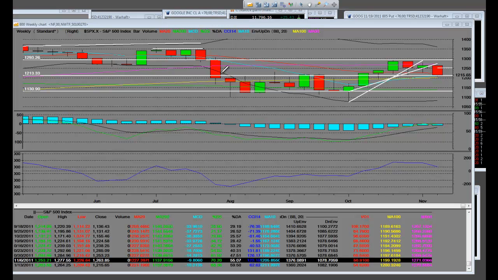Friday options expiration, calendar month 11/18/2011. Happy Friday. Here is the S&P 500 weekly Friday update.